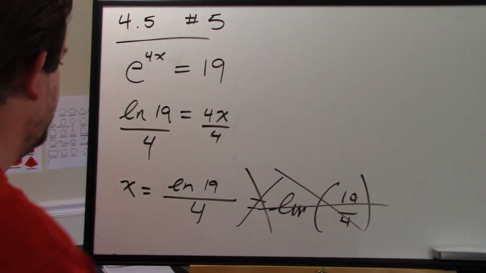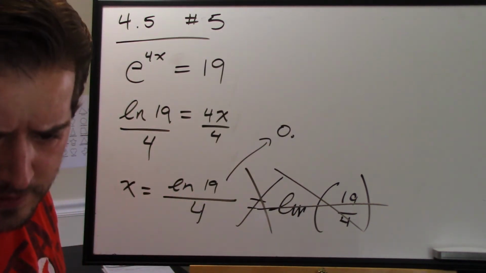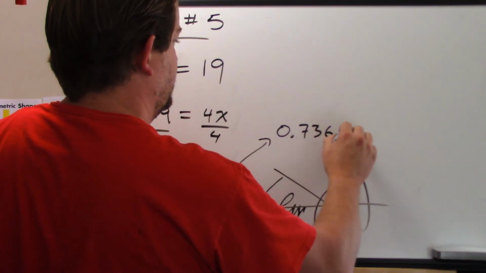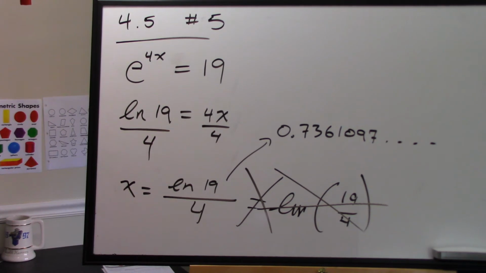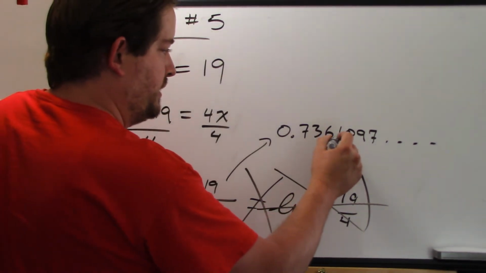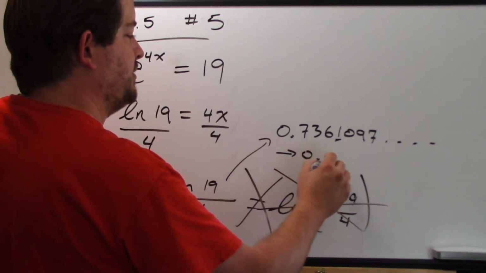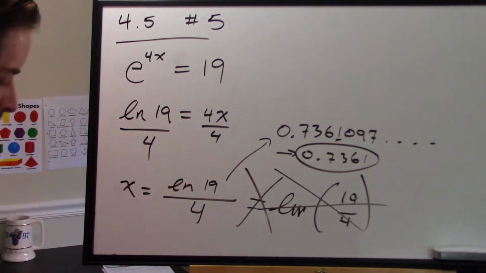So I get 0.7361097, something like that. Goes on and on and on forever. And the instructions ask us to round it to 4 decimal places. So 1, 2, 3, 4, that's the 1. The next one is a 0, so my answer would be 0.7361. That's what we're looking for.